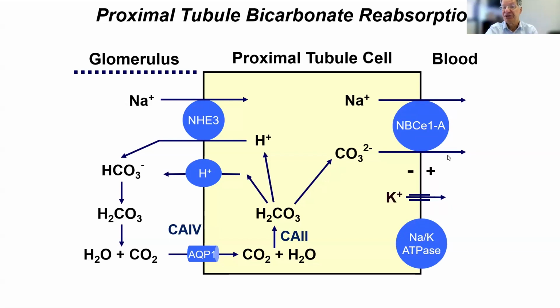The carbon leaves the cell, not in the form of bicarbonate, not in the form of carbon dioxide, but in the form of carbonate on a protein called NBCE1A that transports one sodium ion and a carbonate ion from the cell to the basolateral side, to the blood side. Now, this is called an electrogenic transporter.